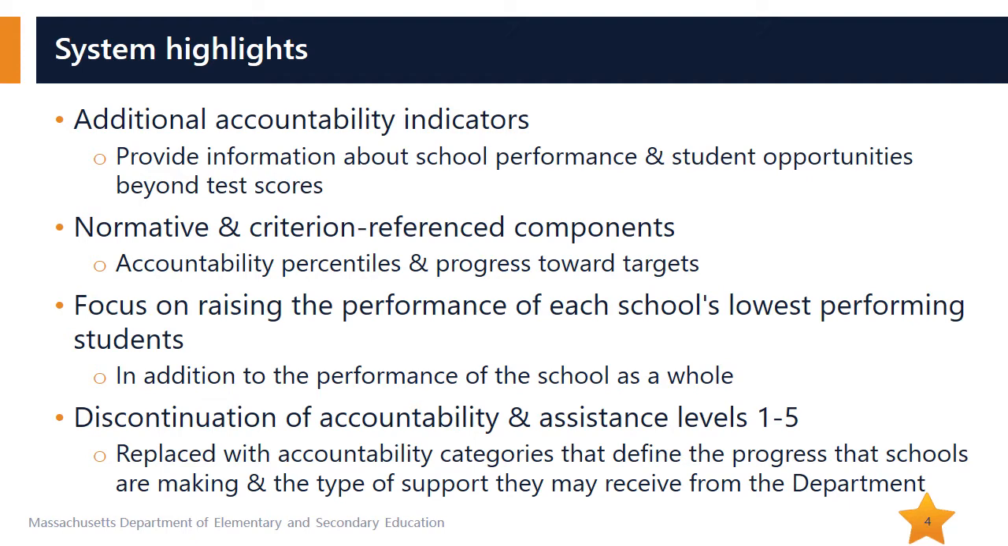The new accountability system will place additional emphasis on improving the performance of each school's lowest performing students, in addition to the performance of the school as a whole. Finally, accountability results will no longer be reported using accountability and assistance levels 1 through 5. Instead, each school and district will be classified using accountability categories, not levels. These categories will more clearly identify how the school or district is performing overall and what type of support they may receive from the Department of Elementary and Secondary Education.